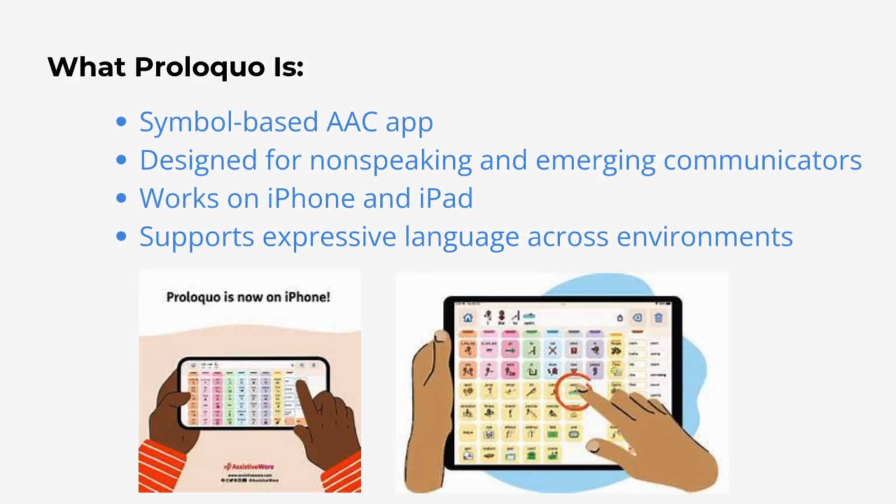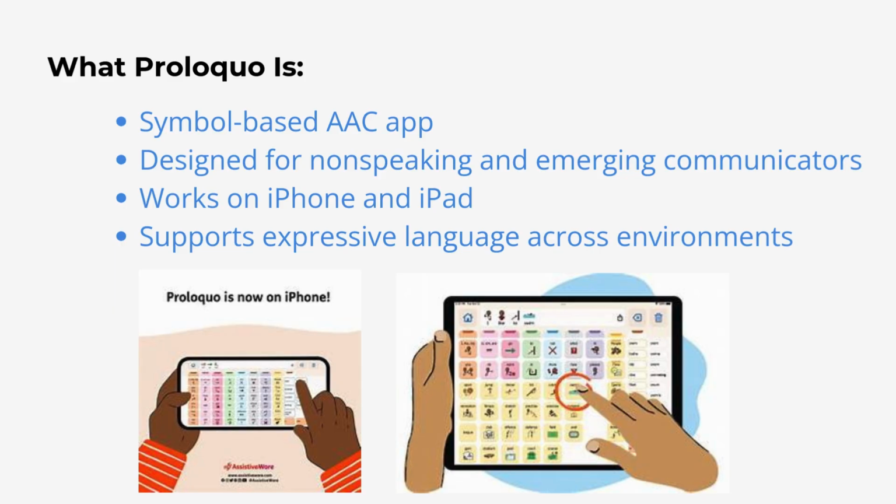Proloquo includes several features that support learners with autism, intellectual disabilities, and other communication needs. The layout centers core vocabulary, which allows students to access high-frequency words that help them build sentences and express wants, needs, and thoughts. The app includes quick access to fringe vocabulary, which makes it easier for students to talk about classroom routines, people, activities, and preferred items.